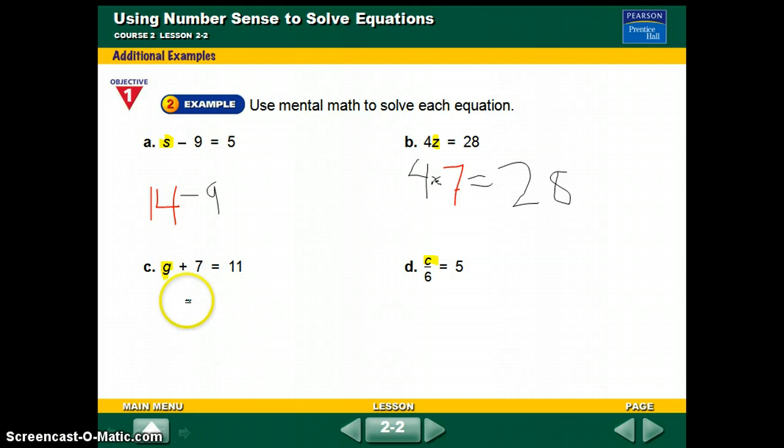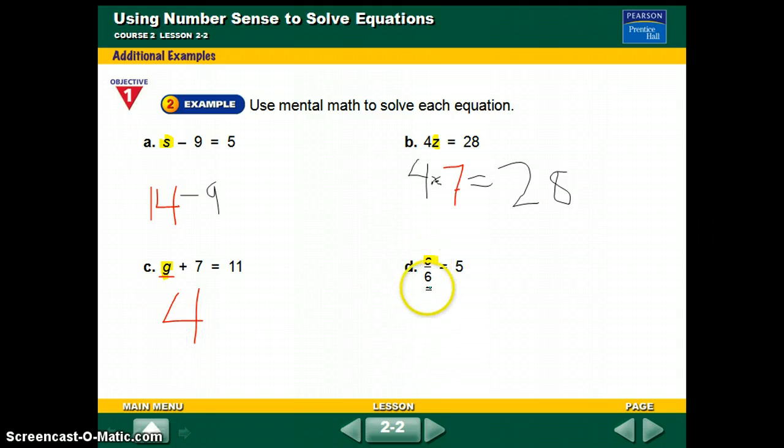Okay, let's look at C. Now we're going to do this one a little bit faster, hopefully. It says G. Now remember, G takes the place of some number. We just don't know what number it is. So G plus 7 equals 11. So in other words, we're adding something plus 7 to get 11. What would you add to 7 to get 11? 7 plus 1? No. 7 plus 2? No. 7 plus 3? No. 7 plus 4. So you have to kind of find the number, and it does take some practice.